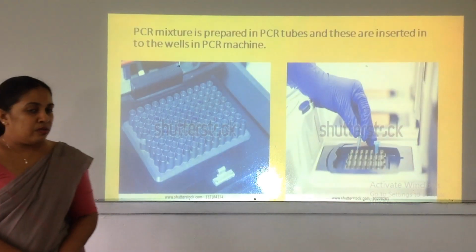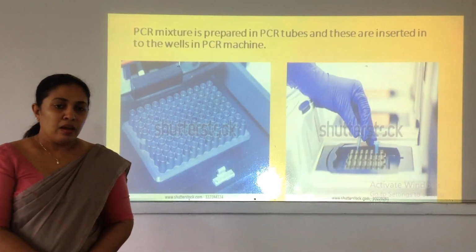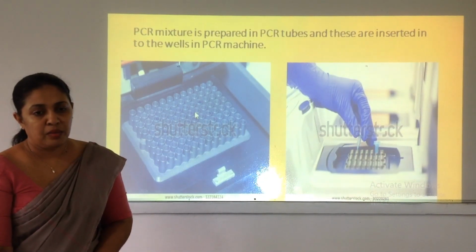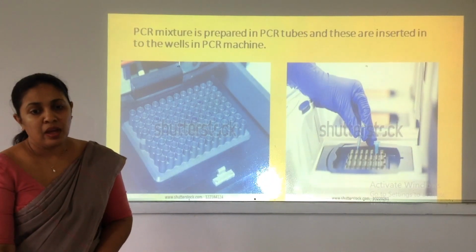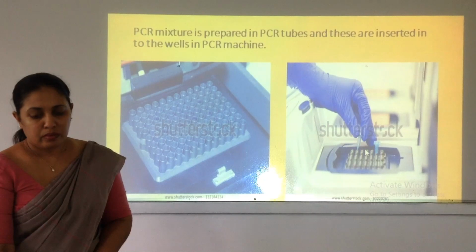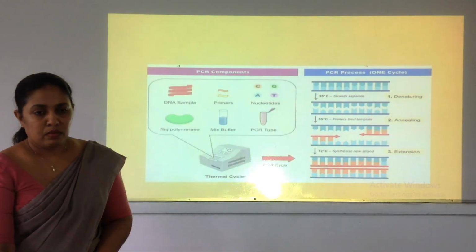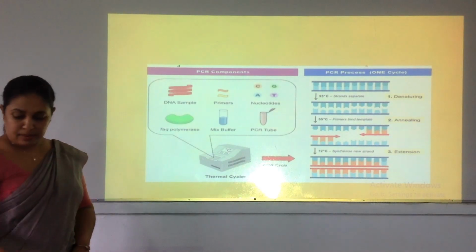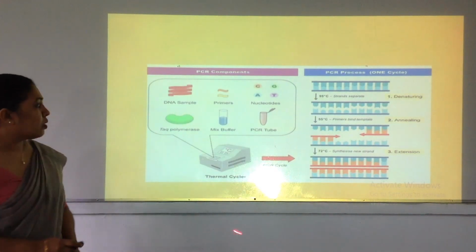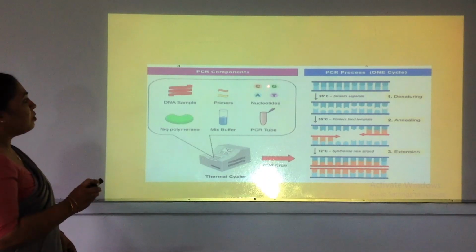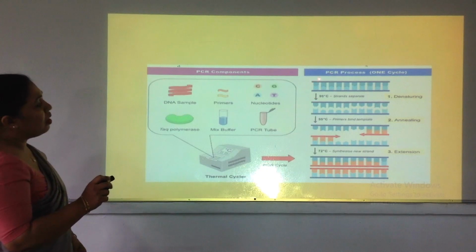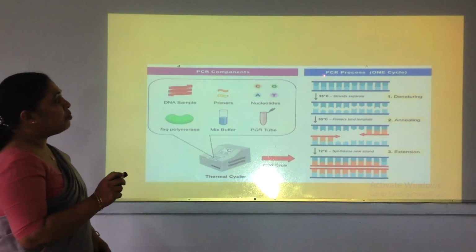So this is a close view of the PCR machine. The tubes are inserted into the heater block here, and this is how a tube is inserted into the heater block. And this is what's happening inside the PCR machine when you mix these components of the PCR mix and put them into the thermal cycler. The reaction that occurs is known as the PCR process.